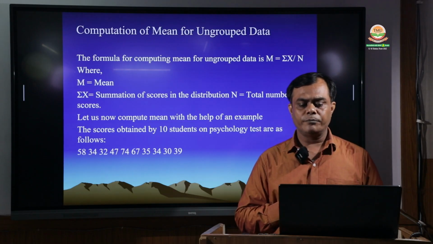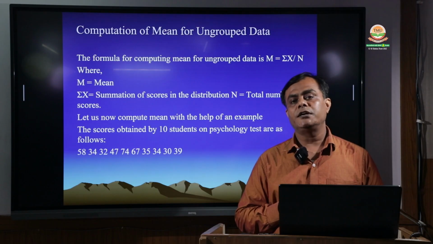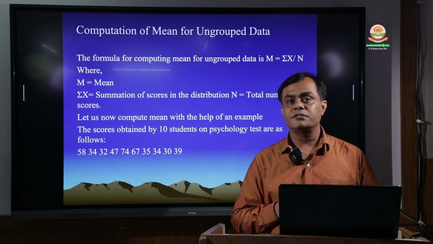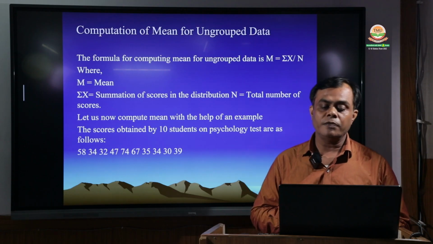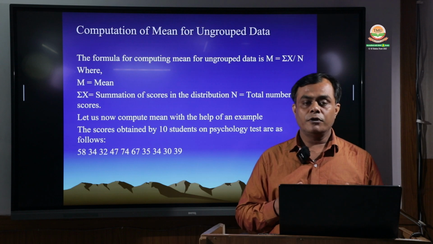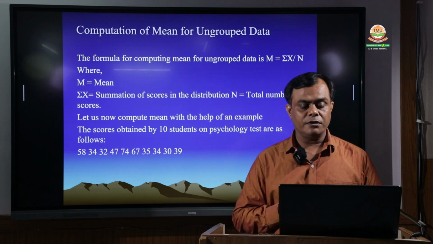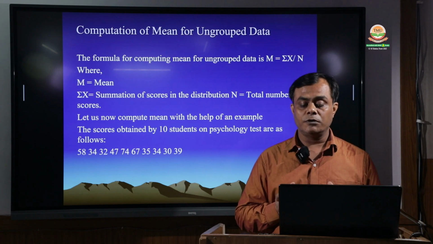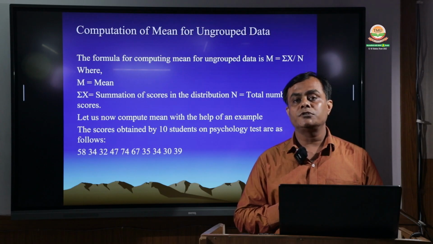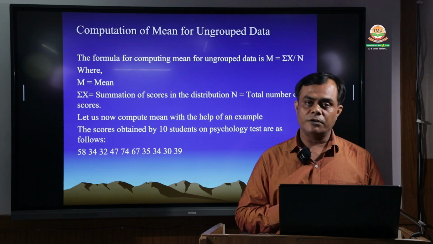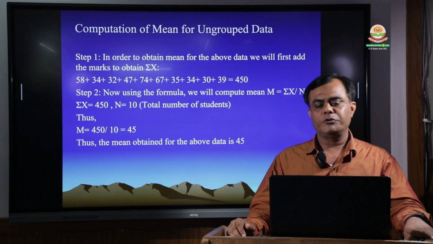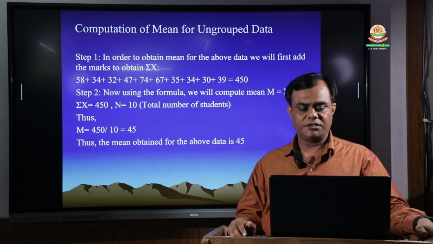The formula for computing the mean of ungrouped data is M is equal to sigma x divided by n, where M is the mean, sigma x is the summation of all the scores in the distribution, and n is the total number of scores. So, computation of the mean for ungrouped data.